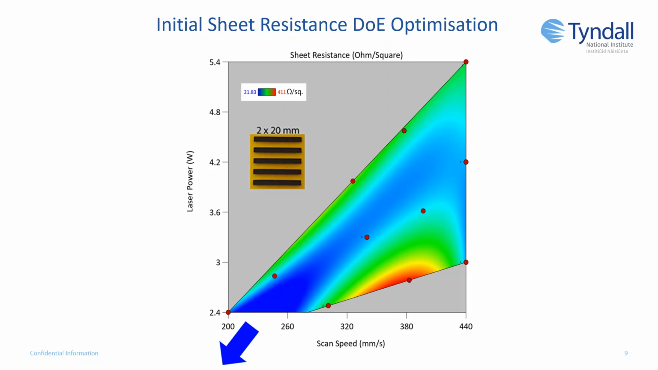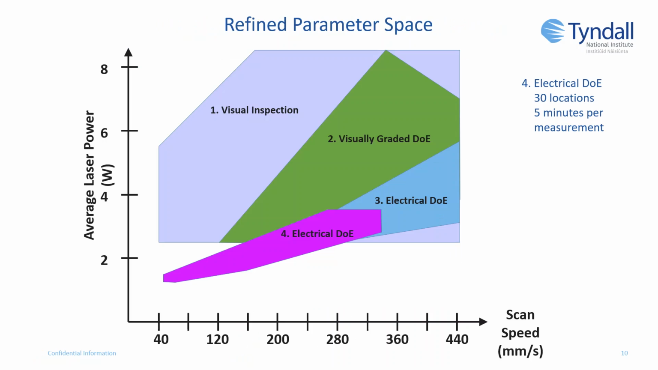However, just like with the initial visual design of experiment optimization, this model also predicted the potential for a missed global optimum at lower laser powers and scan speeds than those considered. We redefined our parameter space one last time to include this new region, removing the higher laser power and scan speed regions, which were seen to have higher sheet resistance. This produced our purple region.